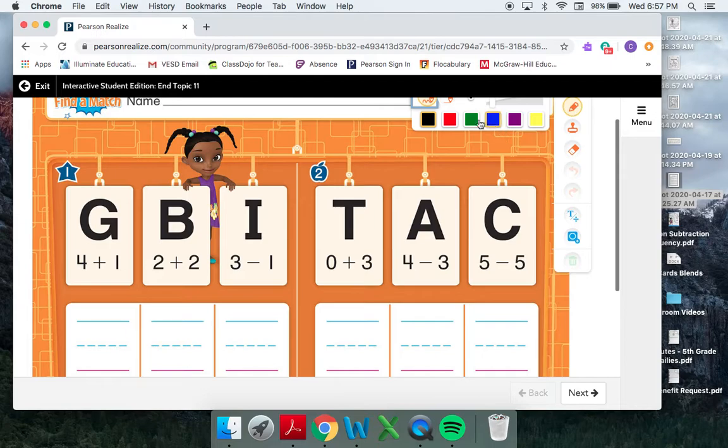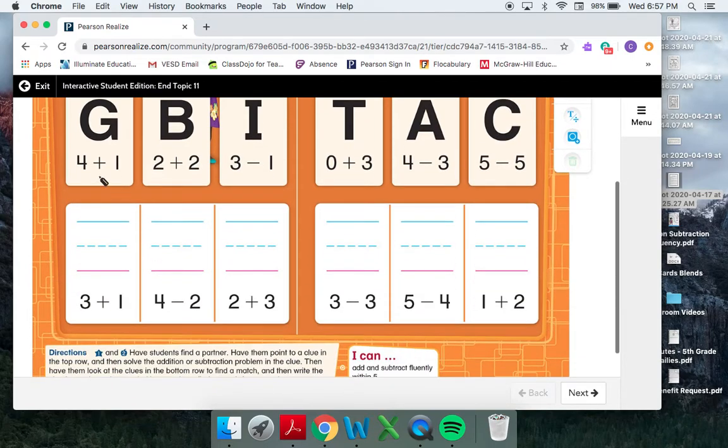So for example, I'll just do one here for you guys. 4 plus 1 is 5. I would have your kiddo write that there. 2 plus 3 is 5. Okay. Since these match, this is where they're going to put the letter G.